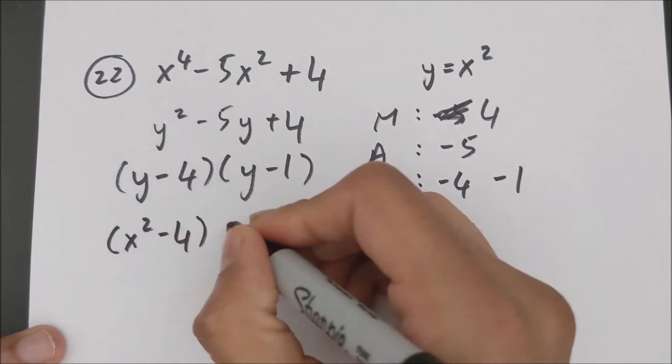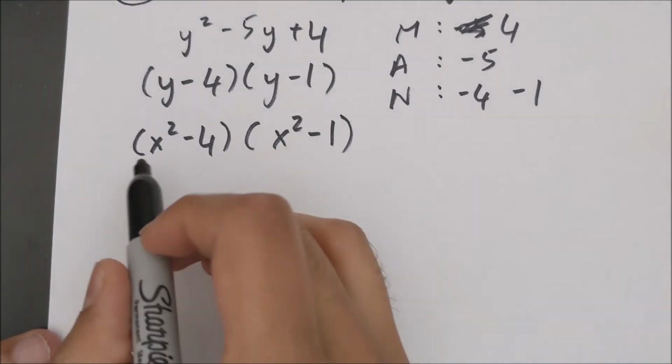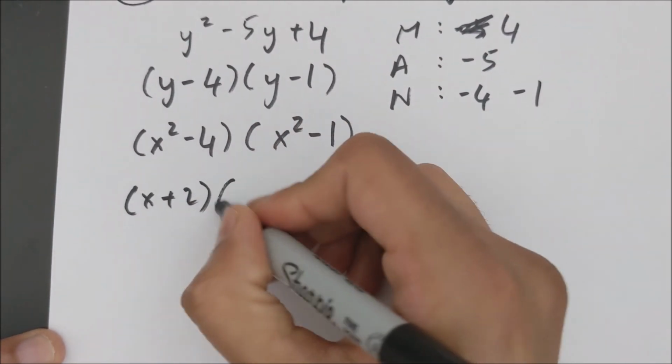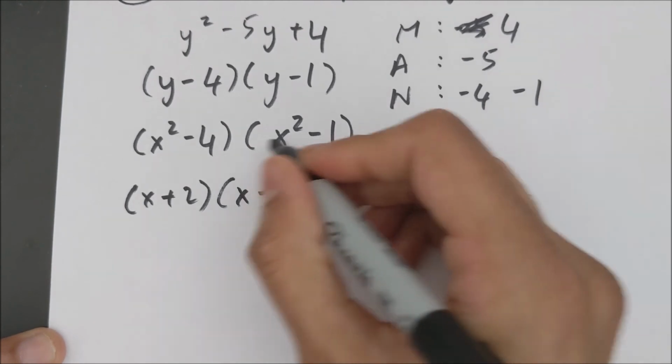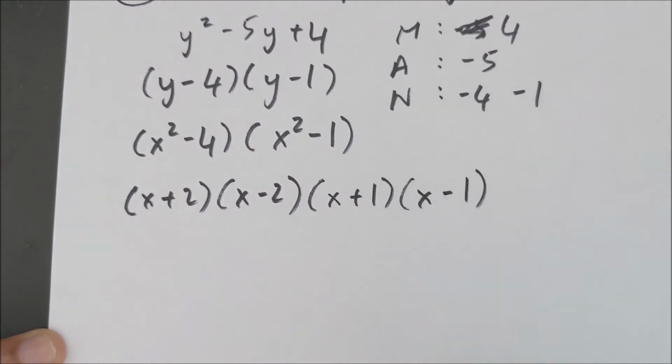So x squared minus 4, x squared minus 1. And now I can factor this by difference of squares, so that's x plus 2, x minus 2. Same with this one, that's x plus 1, x minus 1.